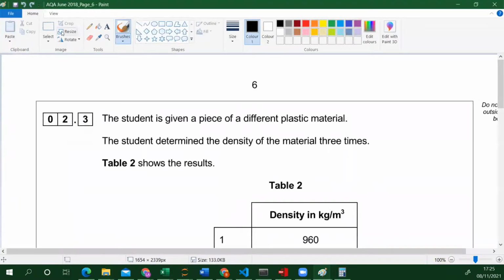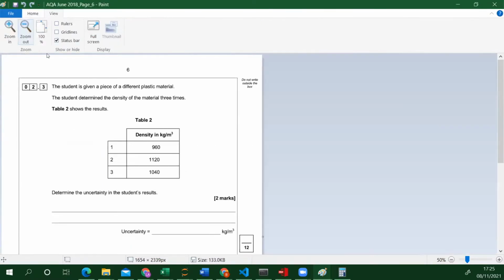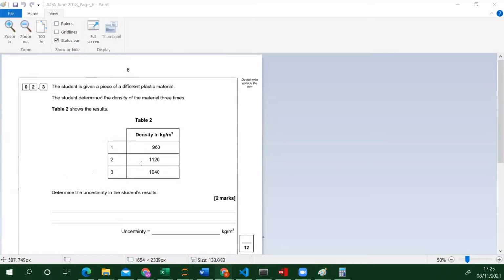Right, let me just zoom out a bit again. The student, carrying on, is given a piece of different plastic material. The student determined the density of the material 3 times. Table 2 shows the results, the density in kilograms per meter cubed, so still talking about density.